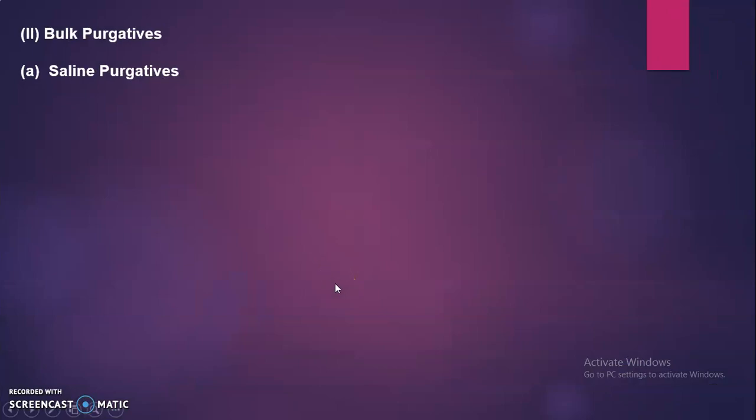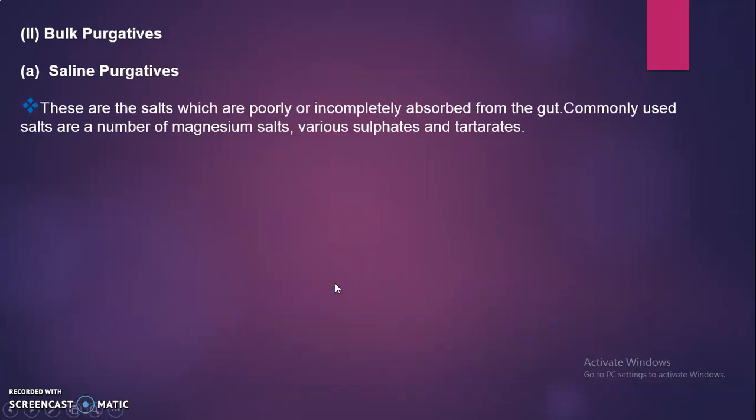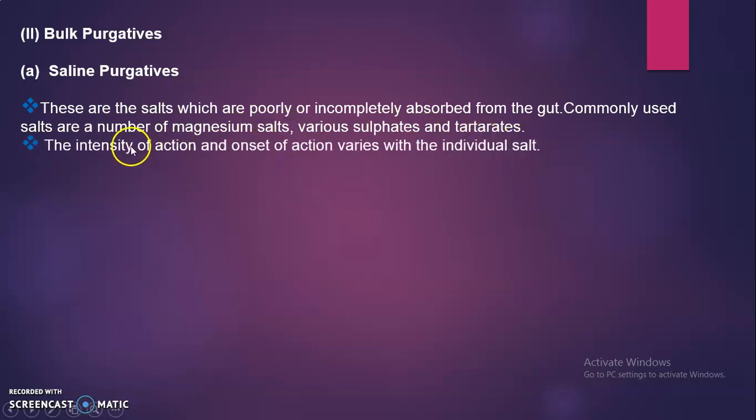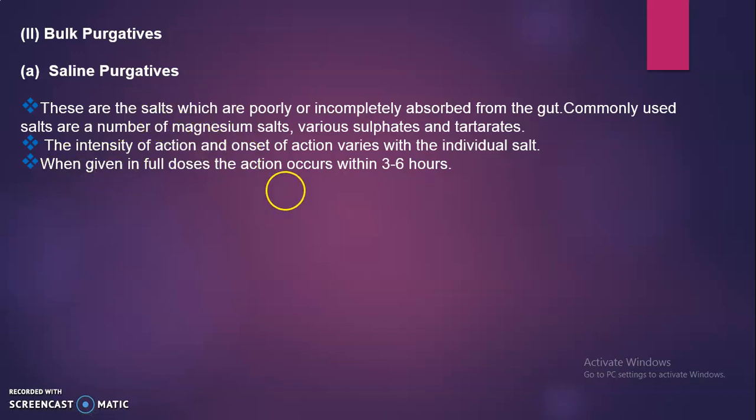Then next we see the bulk purgatives. The first category is saline purgatives. These are salts which are poorly or incompletely absorbed from the gut, that means the gastrointestinal tract. Commonly used salts are a number of magnesium salts, various sulfates and tartrate salts. The intensity of action and onset of action varies with the individual salt. Each salt has a different intensity and different onset of action. When given in a full dose, the action occurs within 3 to 6 hours.